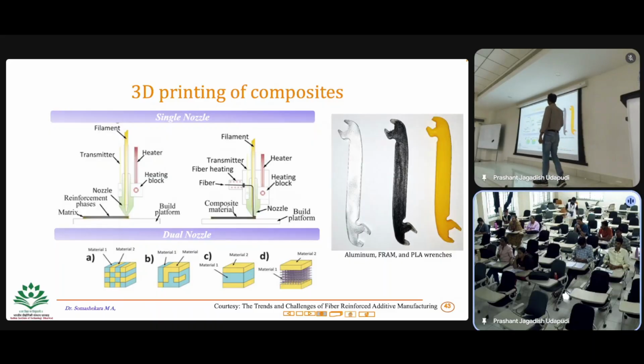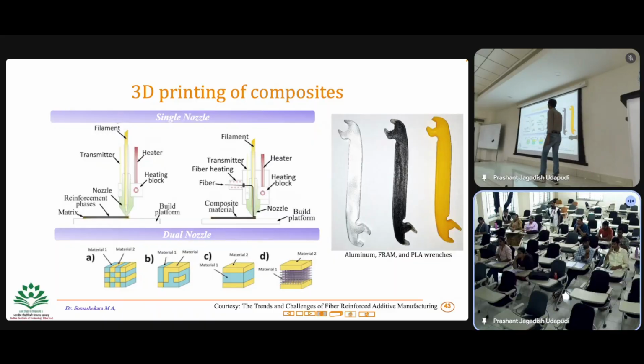So then you can have different materials. As I said, you can use a single nozzle, and then you prepare the filament of a composite, right? Here you can see that the fiber is coming through, and this is the filament. As the filament goes, the fiber comes through this, and our filament is joining with the composite structure, right?